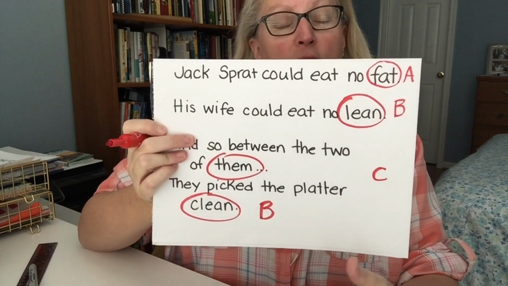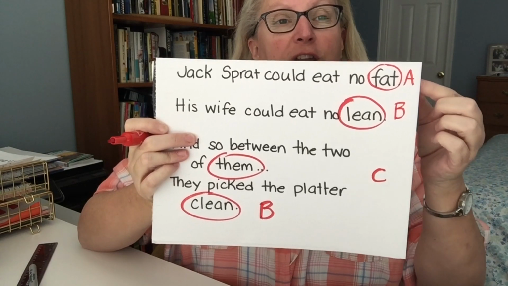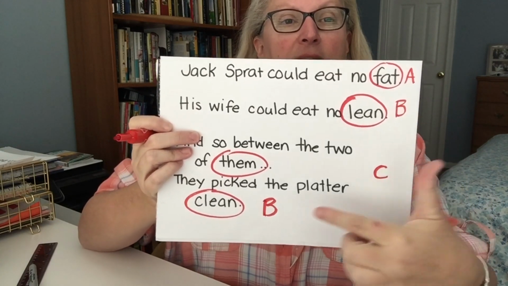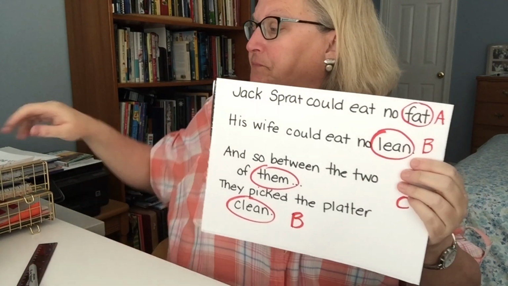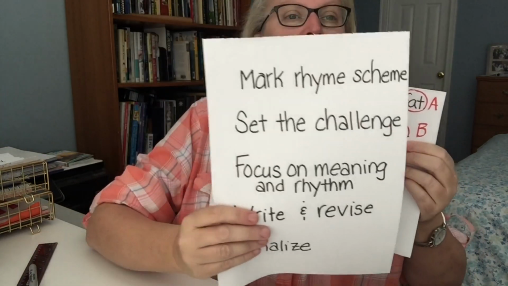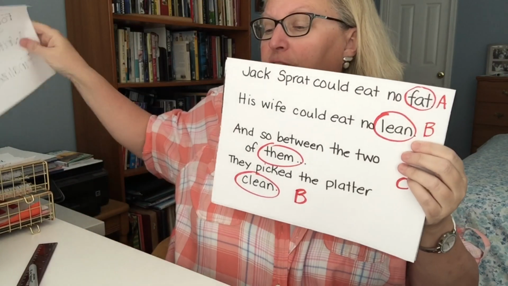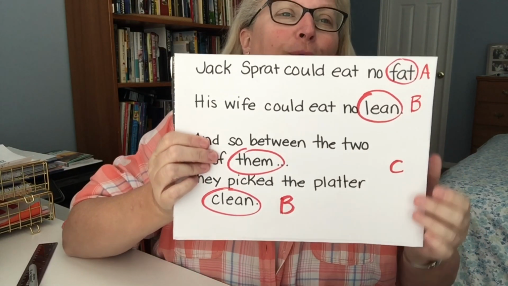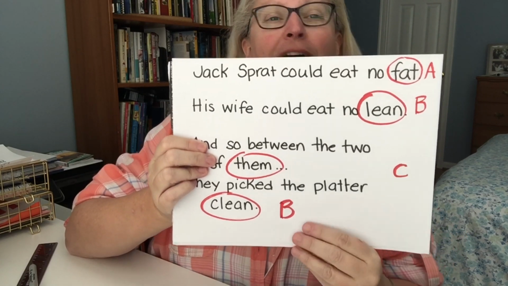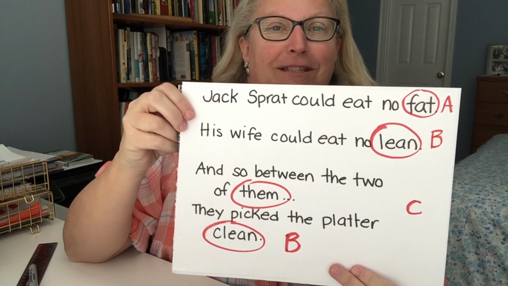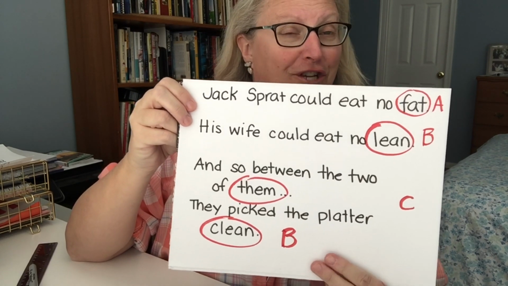So when you create your lipogram, you're going to need to make sure you have a rhyme scheme of A, B, C, B. Okay, so you've marked the rhyme scheme. Next, you need to set the challenge. So obviously it would be a really easy challenge if you said, I'm going to rewrite Jack Sprat without any Z's in it, because there are no Z's in it.